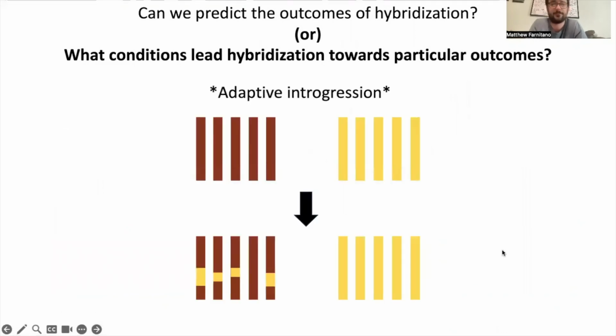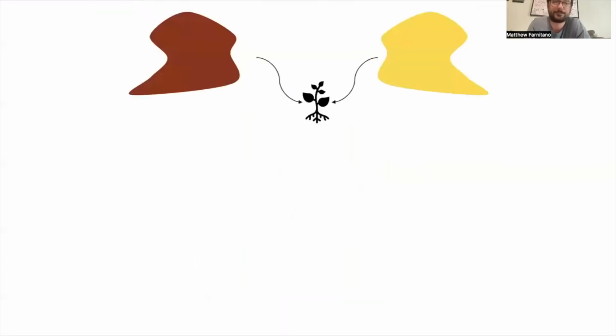And today I'm mostly focused on adaptive introgression. So that would be the selective introduction of particular alleles from one population into another without bringing the whole rest of the genome with them.